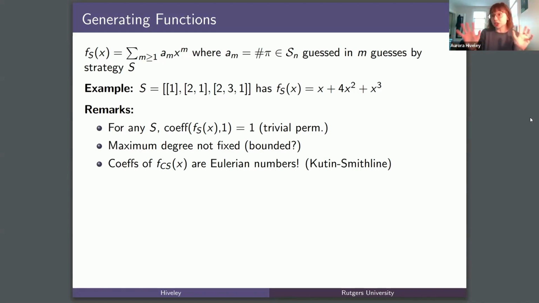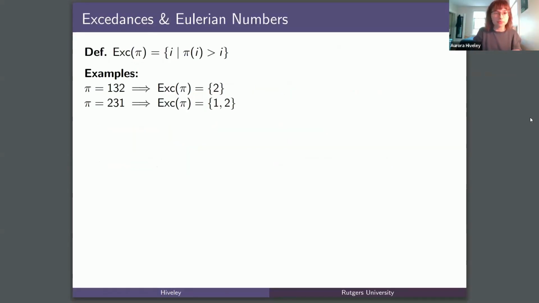And the other thing to note, which is actually really important and interesting, is that the coefficients of the generating function for cyclic shift are all Eulerian numbers. And this comes from Cutin and Smithline's paper. Their proof I won't go into detail with, but I'll give you a quick overview of how they go about proving this.